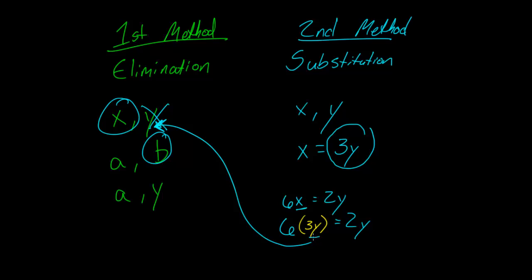So that defines a system. A system is two or more equations of lines. The solution is where they intersect. Now these can be solved using either elimination or substitution.